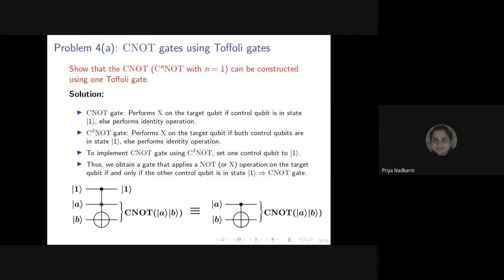Now, for the CNOT gate, we just need one control qubit. We do not need two. And in the Toffoli gate, only if both the qubits are in state 1 is the X operation performed. So what we do is we just set one of the control qubits of the Toffoli gate to 1, and this way we get a CNOT gate. So this is the Toffoli gate. We just set one of the control qubits to 1, and we get a CNOT gate. So these two are equivalent forms. Hence from the Toffoli gate, we can get the CNOT gate.